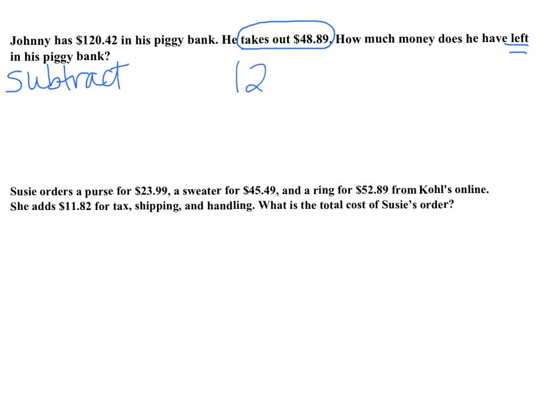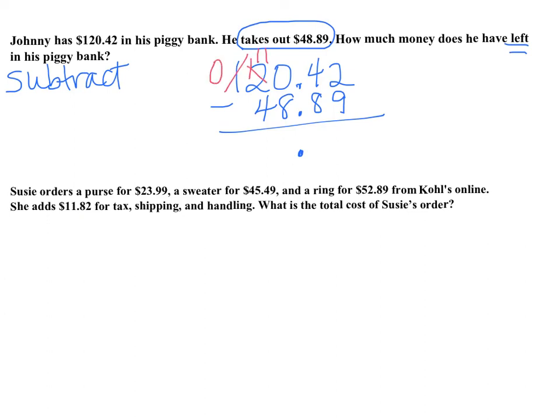I start with $120.42, and he takes out $48.89. Again, you must line up the decimals. I'm going to see I have to borrow. I can't take 9 from 2, 4 from 8, 8 from 0, 4 from 2. So borrow from the 1, it becomes a 0. This is a 12. This becomes 11. This is a 10. I still have to keep borrowing. This is a 9. This is 14. Still have to borrow. This is 13, and this is 12.